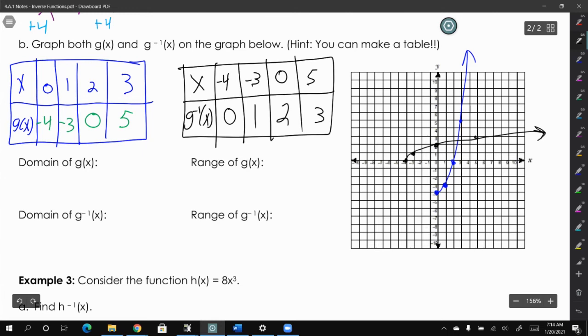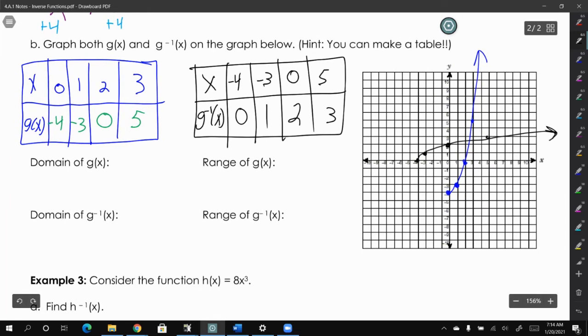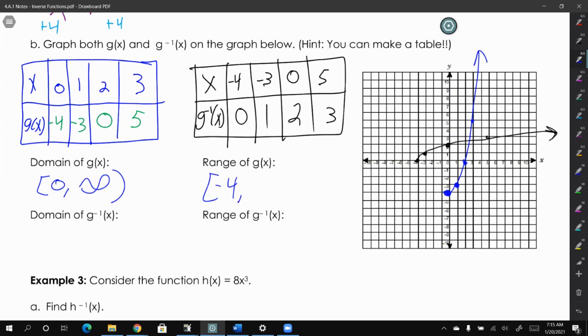So let's find the domain and range of these functions. The domain of g of x, so the domain of the blue one. The x values start at 0, and the x values could keep going up. And that means we're going to go all the way to infinity. Now, the range, the y values. The smallest y value we have is right here at -4, and the y values are going to keep going up to infinity.